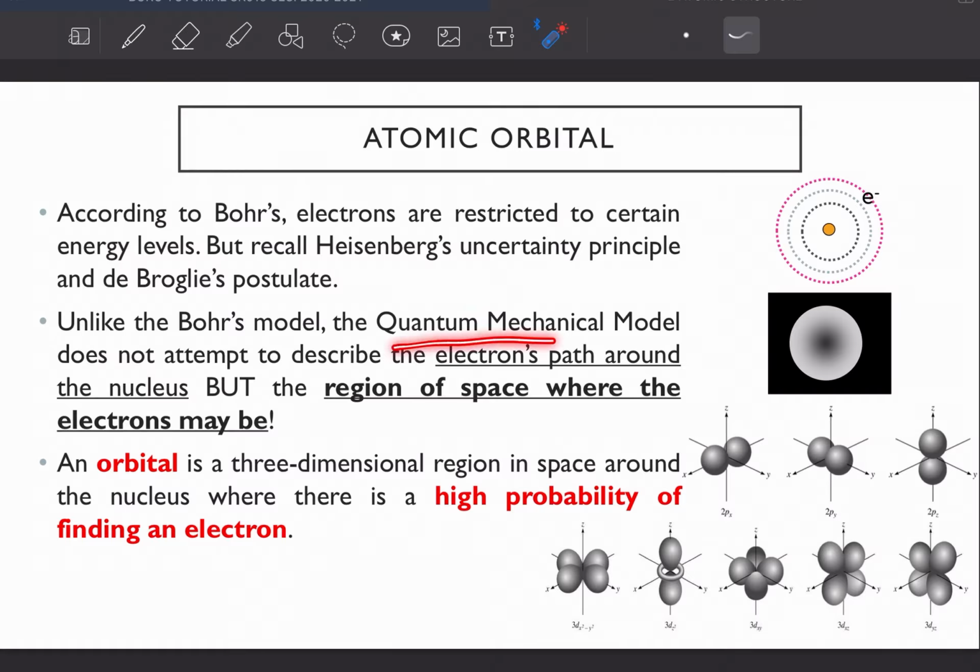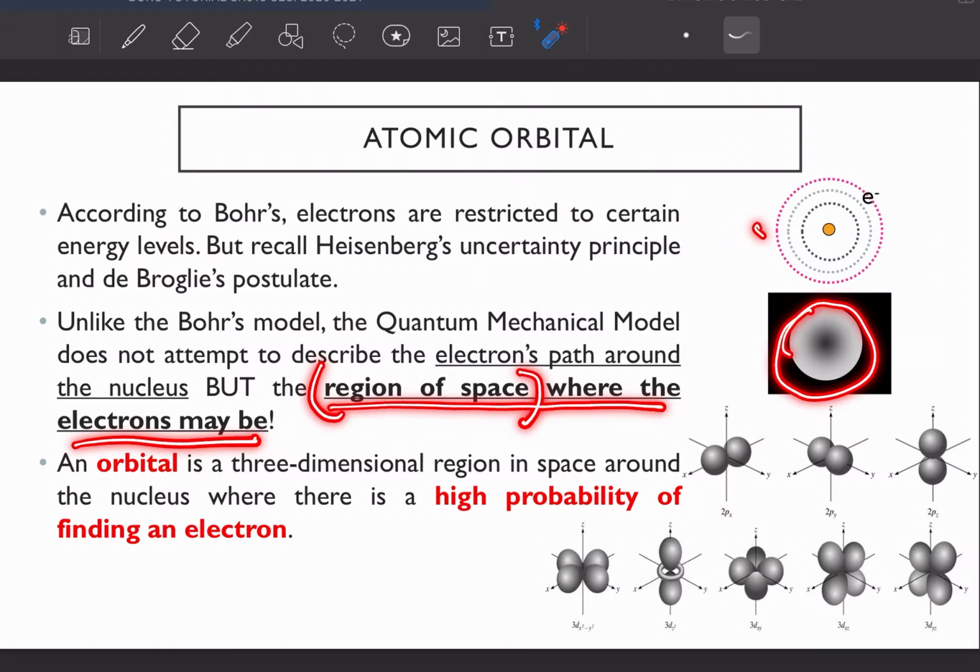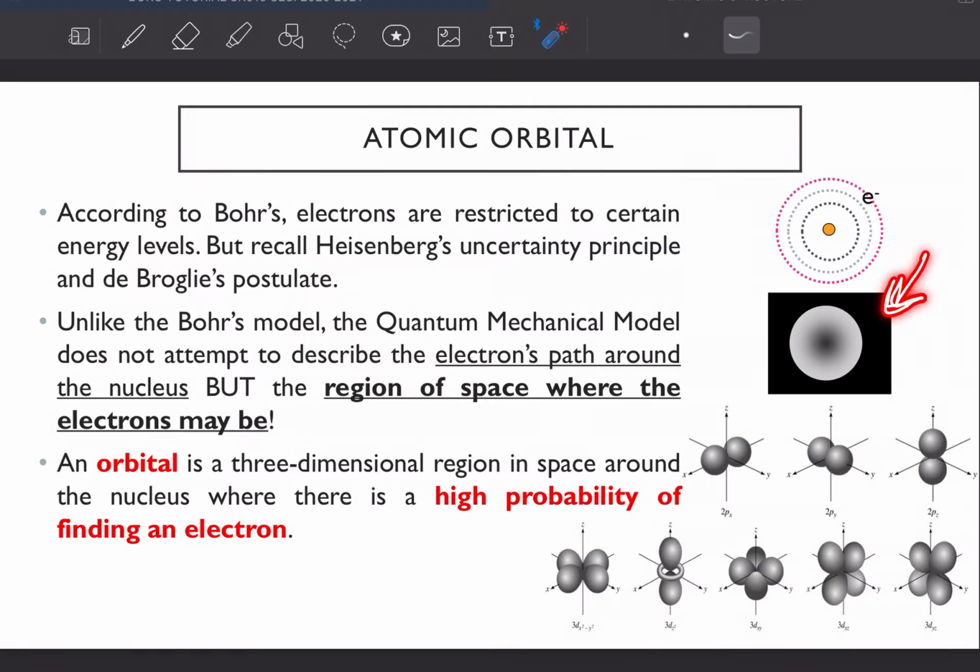Okay, so the quantum mechanical model does not attempt to describe the electron's path around the nucleus. Maksudnya not by n equals 1, n equals 2, n equals 3, very restricted macam Bohr cakap, but the region of space where the electrons may be. So region of space maksudnya satu ruang, okay, ruang where your electrons may be. So like here, dia tak restrict to certain energy levels, tapi awak punya electron dia macam it is like a cloud. Okay, so dia berterabur, kita tak tahu dia kat mana. Dia ada region of space yang your electron live at. So the term that we will use in the quantum mechanical model is orbital. So orbital is the home of your electrons, where your electrons live.